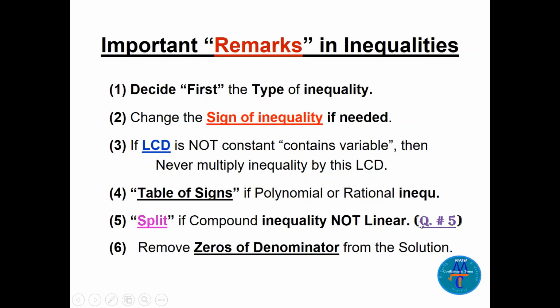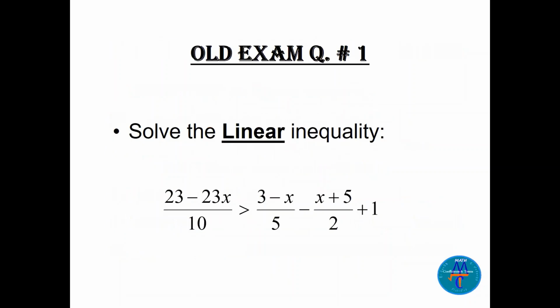This is question number 5, you will see an example, and remove all the zeros of the denominator from the solution because they will make the denominator 0. Okay, let's see. Question number 1, linear.